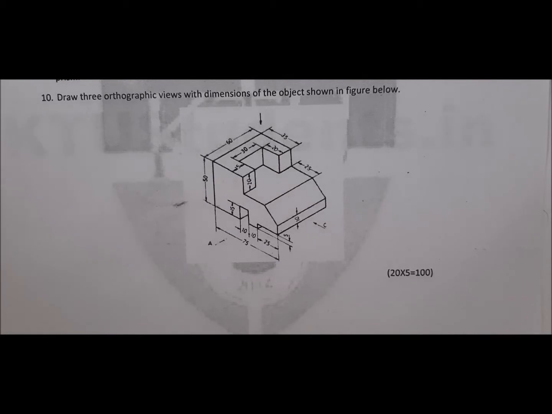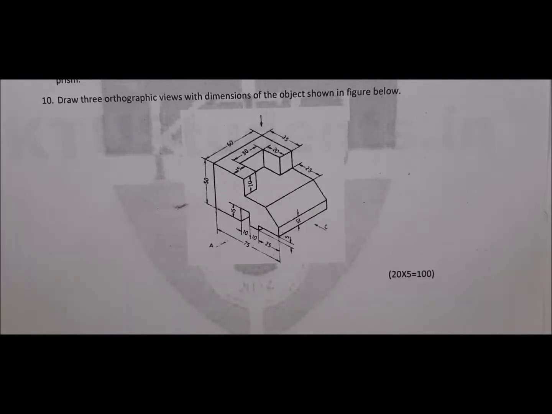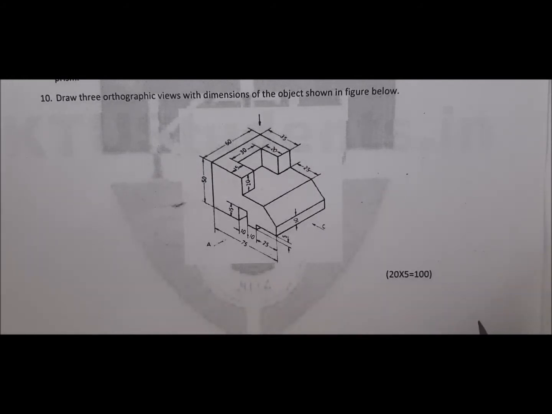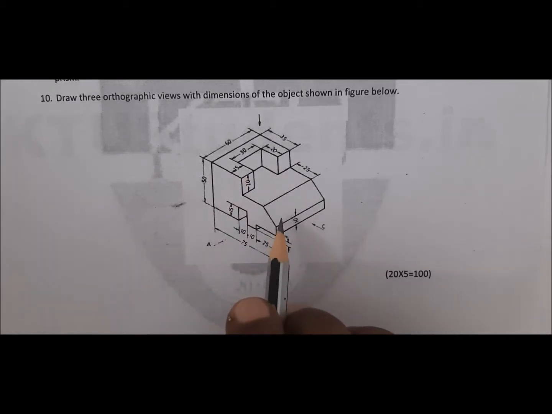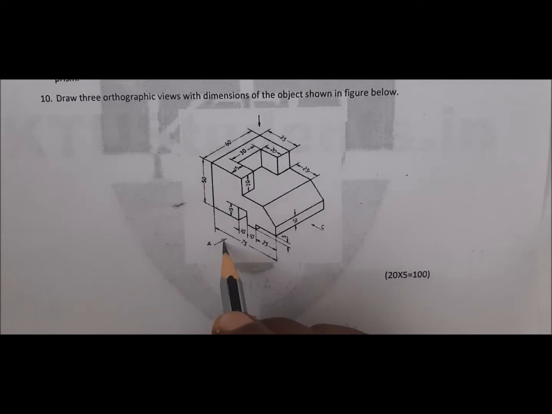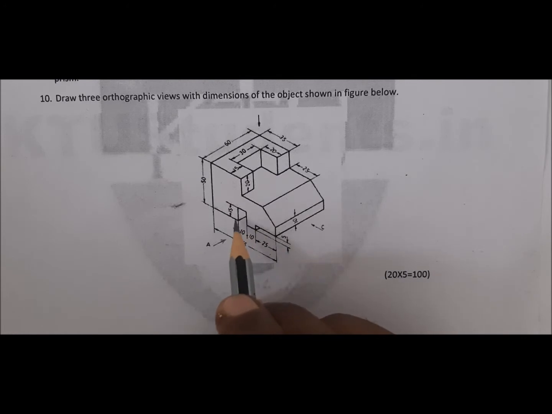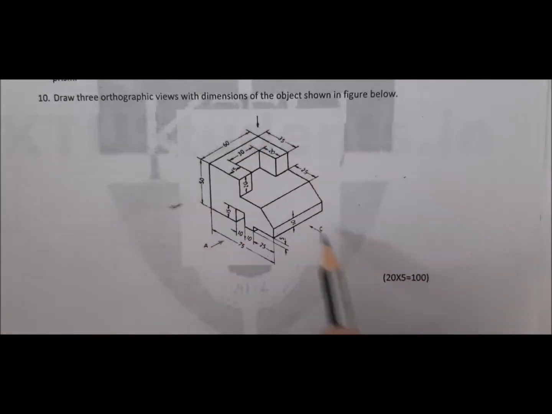Greetings, my dear students. So we are going to see the last topic of our engineering graphics paper, which is how to convert the pictorial view into an orthographic view. In the sense, you are given an isometric view like this, a solid, and you are given three arrow marks, or you are required to draw the front view, the top view, and the side view.